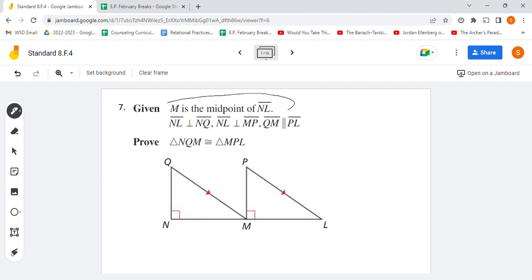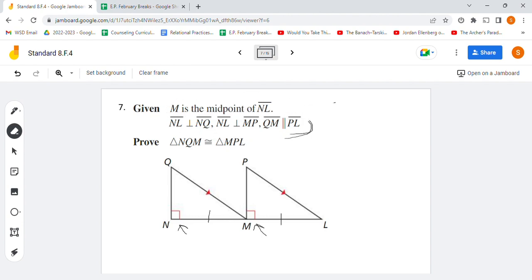Up here we're told that M is the midpoint of NL, this right here. If M is the midpoint, it's exactly in the center, then we can conclude from that that NM is congruent to ML because M is the midpoint. So that's our reasoning for that. We have these two angles are congruent. It's given to us because it shows that they're right angles. That's also given to us up in this information here, that those lines are perpendicular to each other.